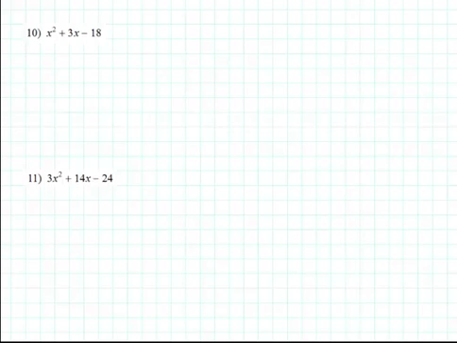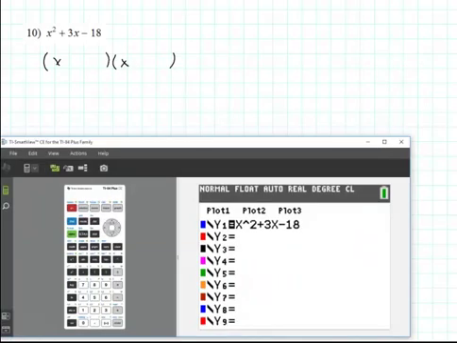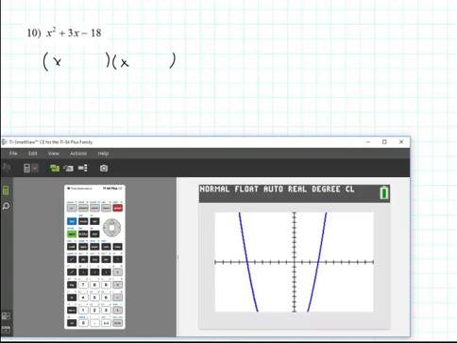Let me show some of you another technique how to factor these trinomials. We're going to use our graphing calculator. We'll set up two sets of parentheses. I'm going to split that x squared up into an x here and an x here. I'm going to go to my graphing calculator and type in the problem x squared plus 3x minus 18, and I'm going to look at the graph.